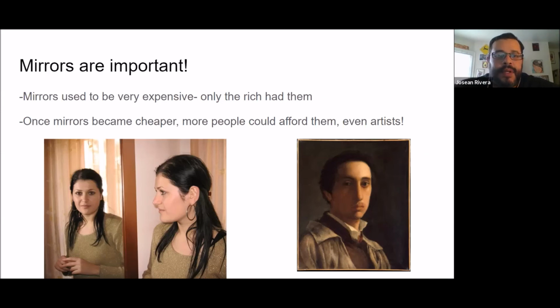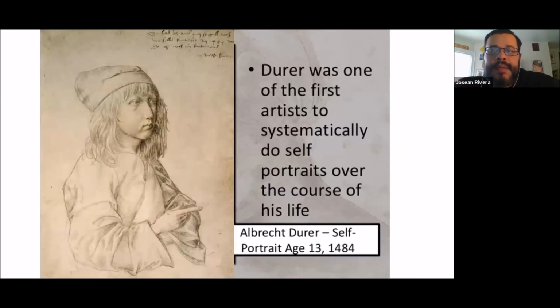And artists were able to use themselves as a model for their art rather than having to pay someone to pose for them. Okay, so Albrecht Dürer, one of my favorite artists, he was one of the first artists to do self-portraits over the course of his life. So what that meant was that he, every couple of years, would draw a picture of himself. So you're able to see how he looks throughout his life. Something that normally would be very hard because back then they did not have cameras.